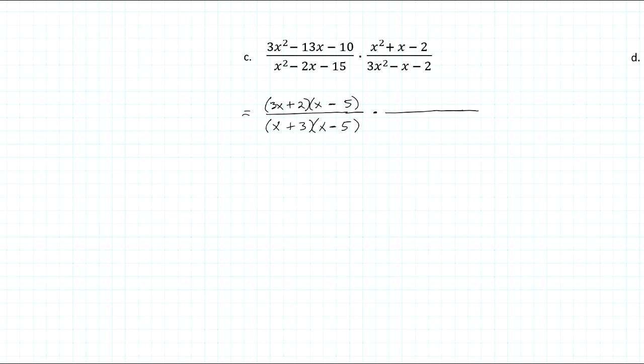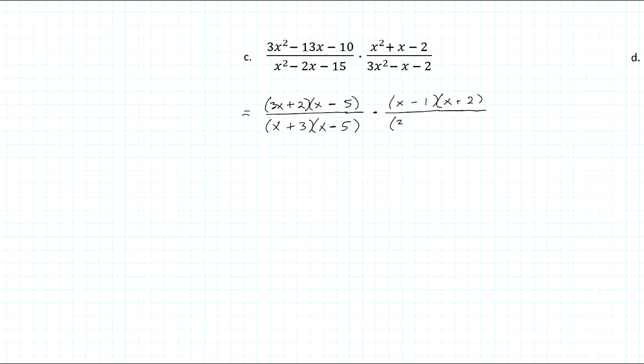The top right, we have x squared plus x minus 2. To factor this, we'll have x in the first positions, and then we need a minus 2, so a 2 and a 1, and we'll need a plus 2 and a minus 1 to add to positive 1 in the middle.